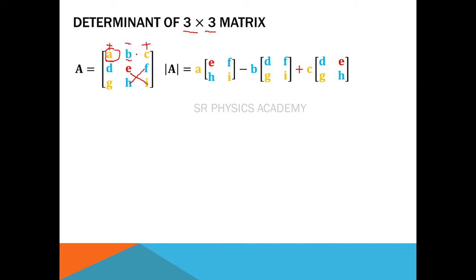Now minus B. Suppose we are taking minus B, then after excluding it, meaning B, we have to cut like this. Then close it. What are the remaining here? D, F, G, I. Next plus sign will come. Next we take the first row, that means C. In this case C, okay, 1 minute.